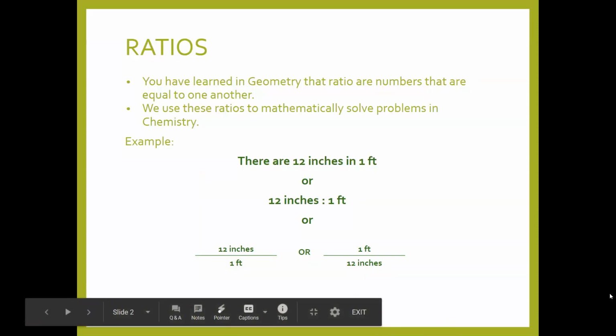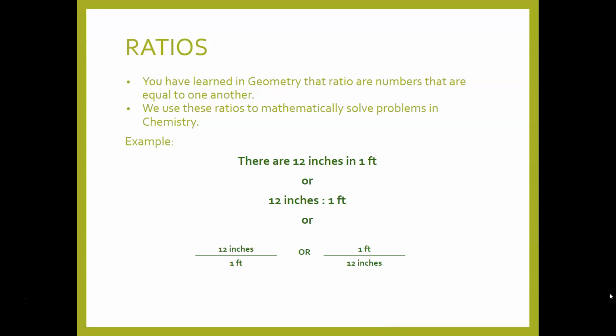So in geometry, you've been talking about ratios. I know some of you are in algebra too, but you should have had this idea about ratios. And that's what we're talking about here. When we're talking about converting, we're talking about ratios and things that are equal to one another. So in geometry, you learned that ratios are numbers that are equal to one another. And in chemistry, we have to use those ratios to mathematically solve problems. And so we're going to try to begin that process today.